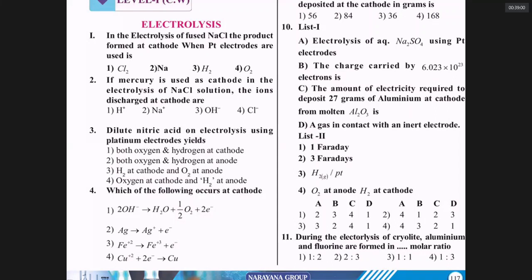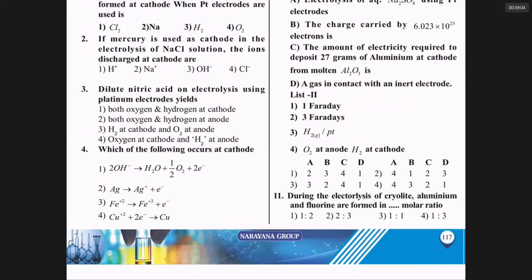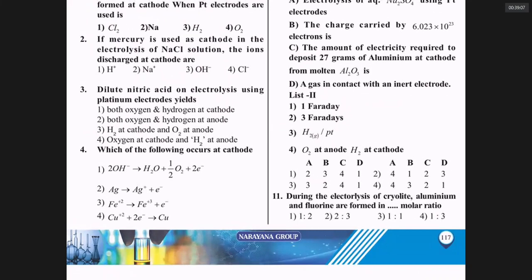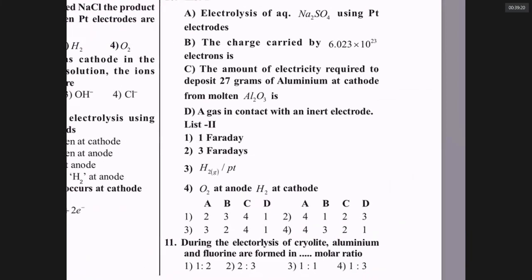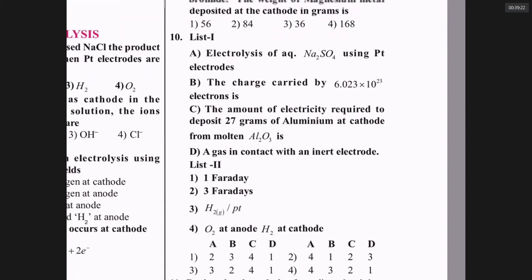Which of the following occurs at cathode? At cathode there is always reduction. Red cat, an ox. Reduction means gain of electrons. The electrons are gained only in the 4th option, so only the 4th thing can happen. Can you answer question number 10?